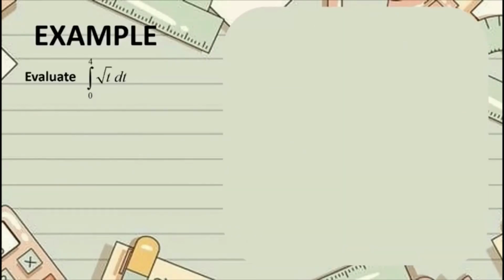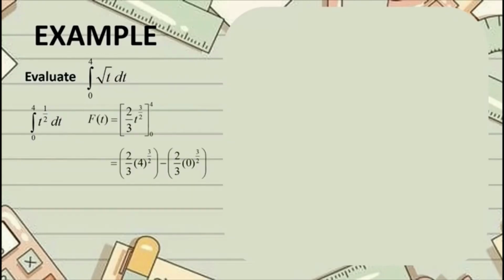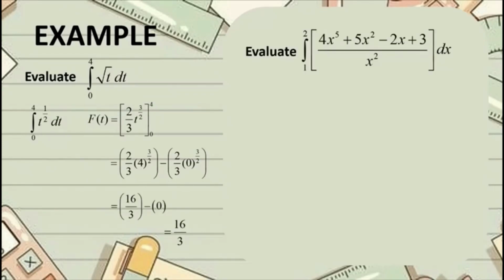Next example, evaluate the integral from 0 to 4 of square root t dt. First, we need to simplify the term and find the antiderivative. Substitute the limit into the term and we get the answer 16/3. Try this example on your own. Feel free to pause the video.